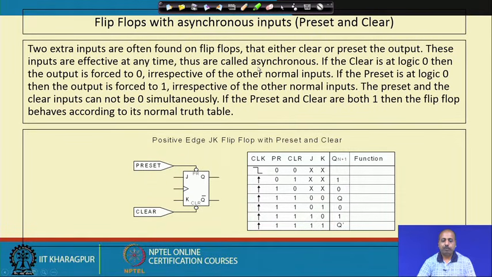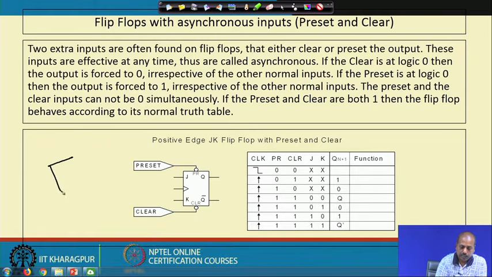So, some flip flops come with some asynchronous inputs which are known as preset or clear. Now, one question: suppose I give you one flip flop, and it is of some type, say D type. Suppose this is D and this is Q and Q bar, and if I give D equal to 0, there is a clock, then what is the value of Q?